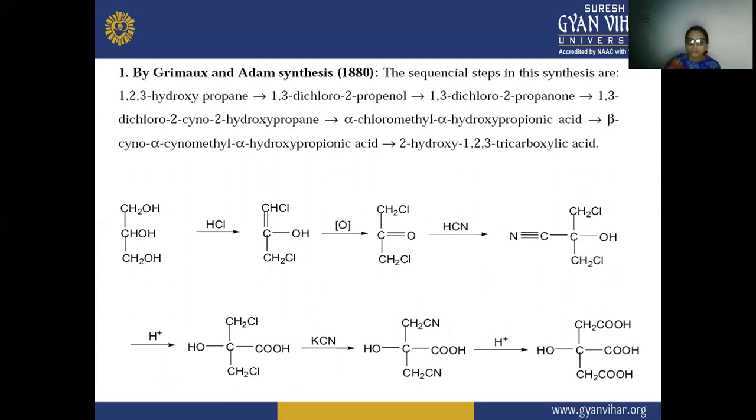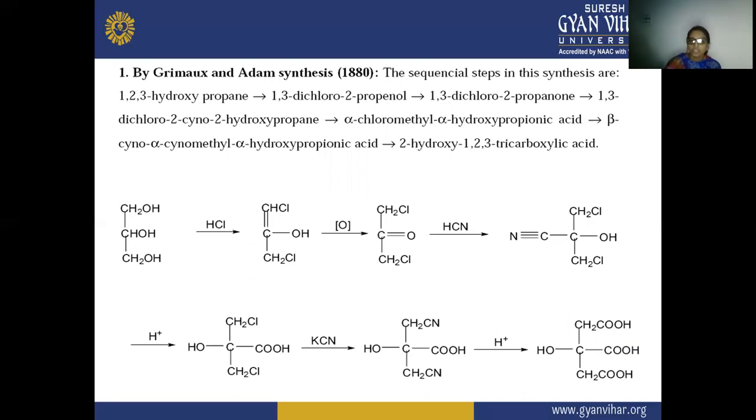The first reaction is the Grimaux-Adam synthesis. In this, firstly, 1,2,3-trihydroxypropane is converted into 1,3-dichloro-2-propanol. Then it is oxidized to form 1,3-dichloroacetone. Then there is a formation with the cyanohydrin, giving 1,3-dichloro-2-cyano-2-hydroxypropane. After that, with acidic hydrolysis, there is the formation of alpha-chloromethyl alpha-hydroxypropanoic acid.